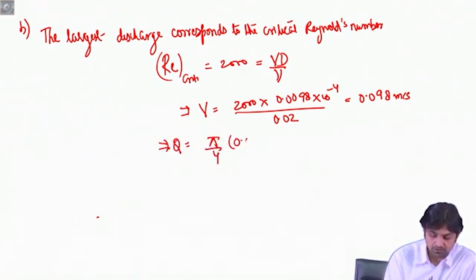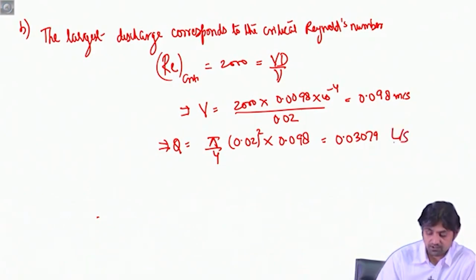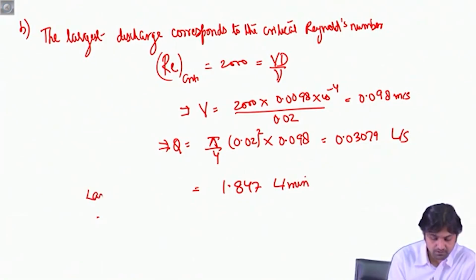Therefore, Q will be pi by 4 into diameter whole square into this velocity. This is going to be 0.03079 liters per second. Instead of meters, we have multiplied 10 to the power 3 and made it in liters per second. Or if in terms of minutes, you can simply multiply it by 60 and say 1.847 liters per minute. Okay, so this is the largest discharge.